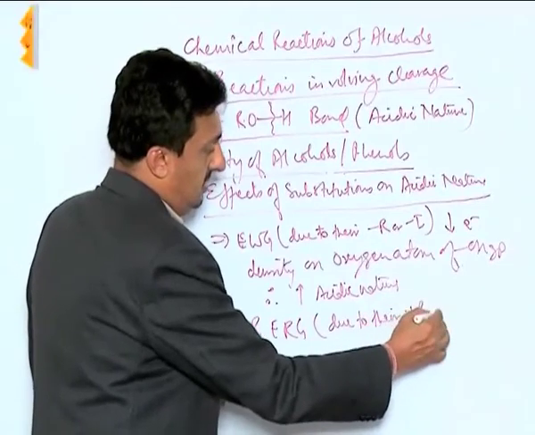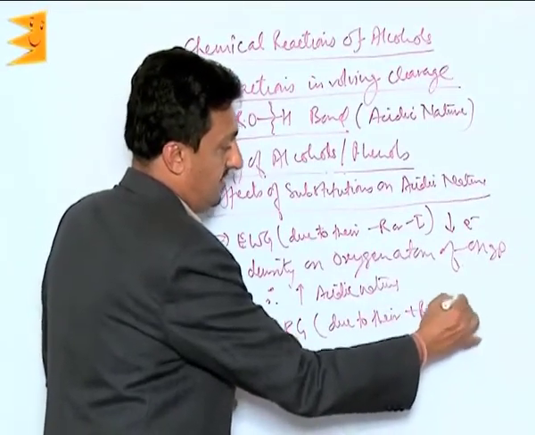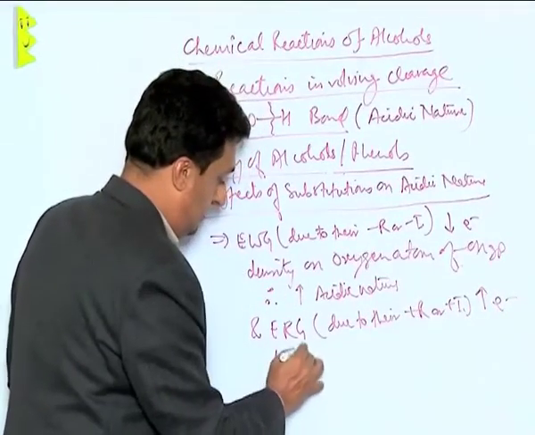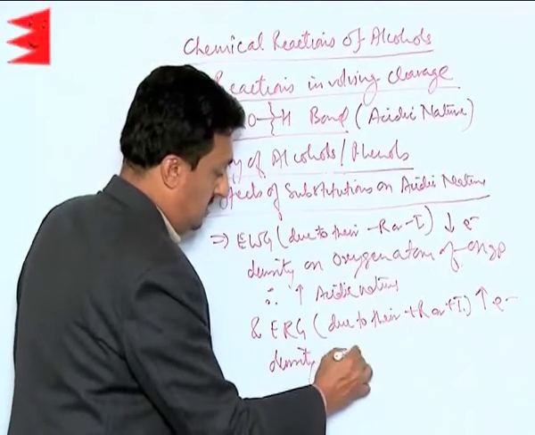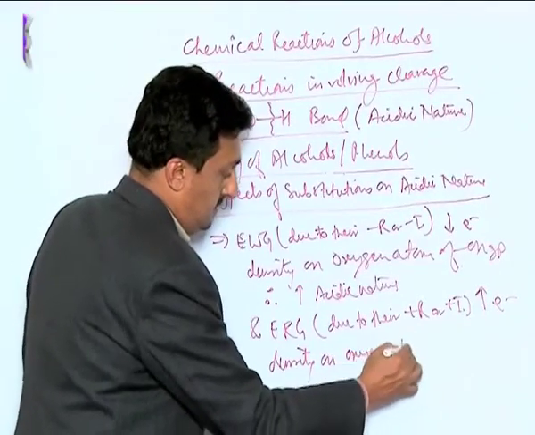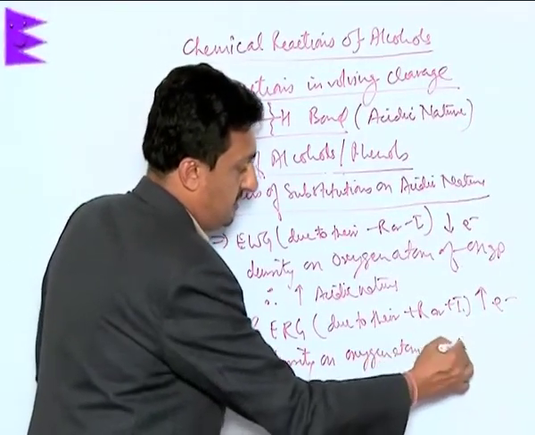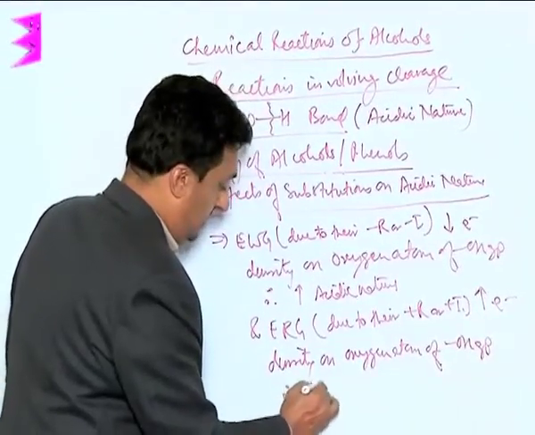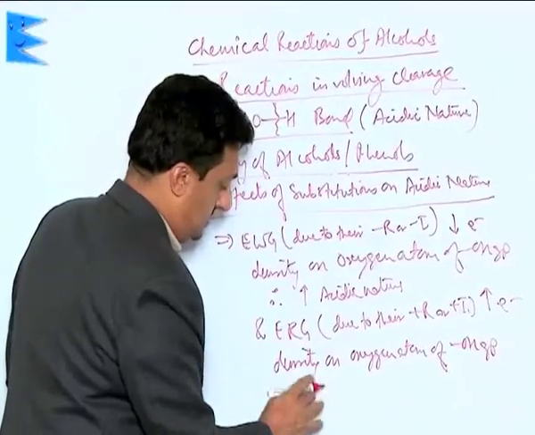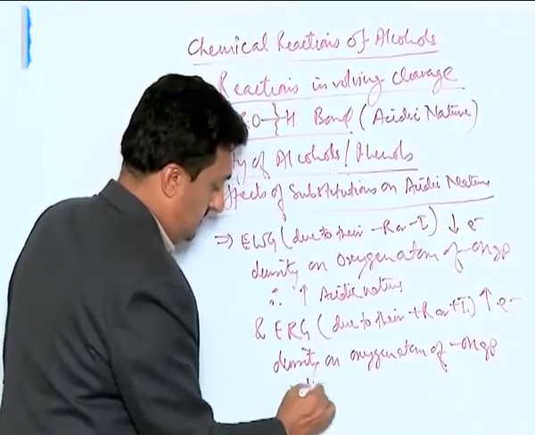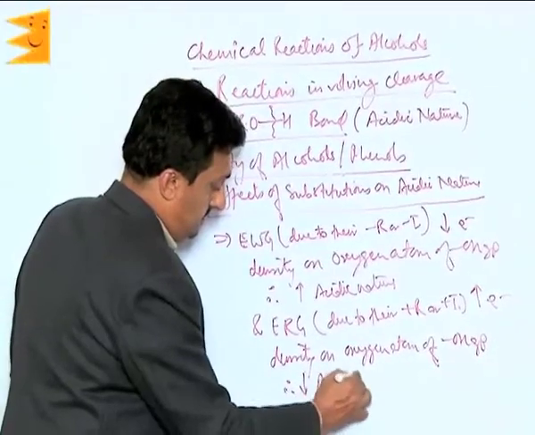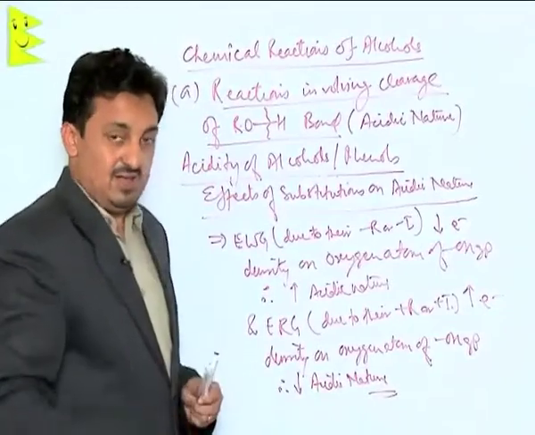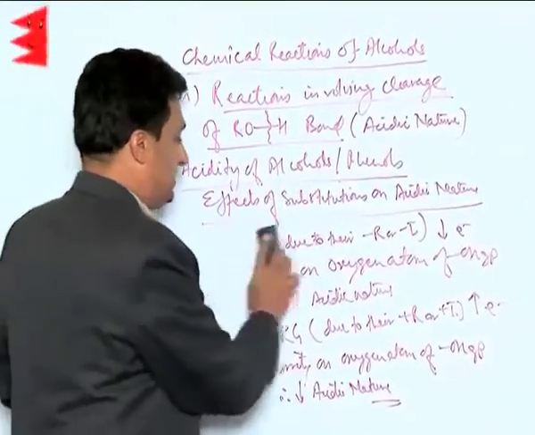And electron releasing groups, due to their plus R or plus I effect, increase electron density on the oxygen atom of the OH group, therefore decrease the acidic nature. That's the most basic thing. Now let us discuss this with some examples.